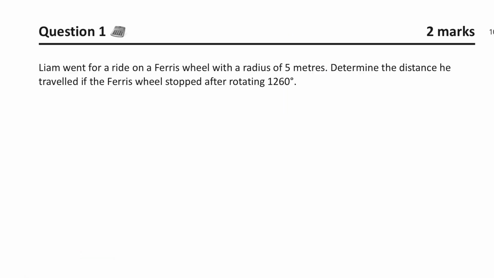All right, here we go. Question 1. Liam went for a ride on a Ferris wheel with a radius of 5 meters. Determine the distance he traveled if the Ferris wheel stopped after rotating 1,260 degrees. So we've got 5 meters and we've got an angle.